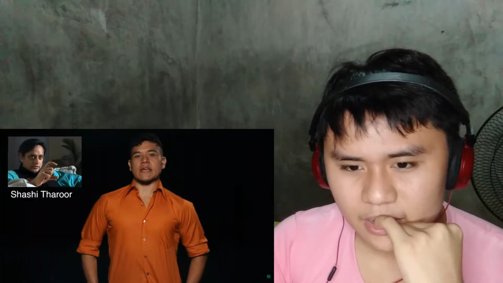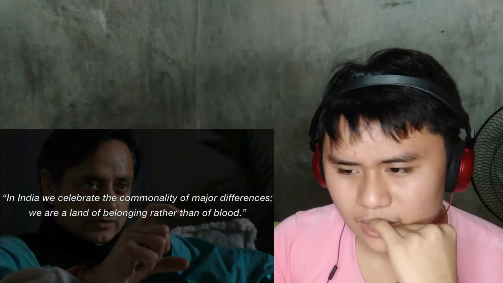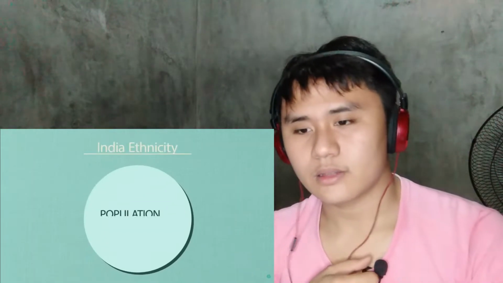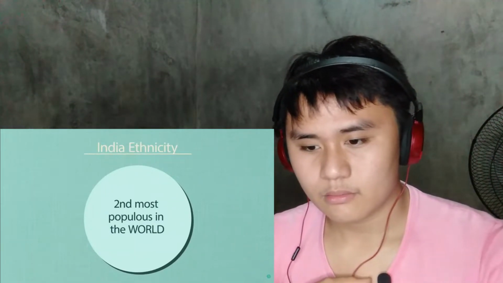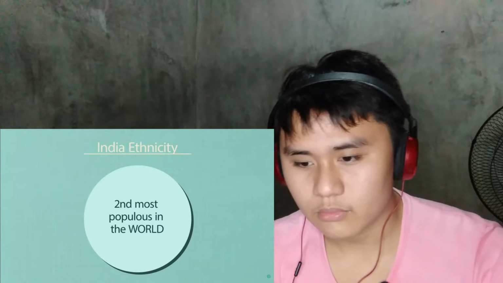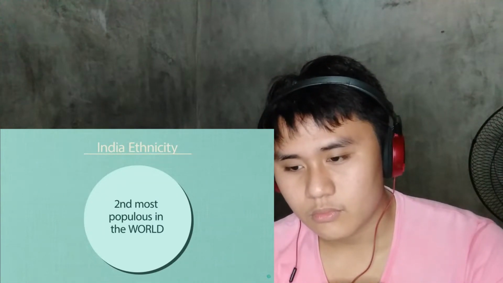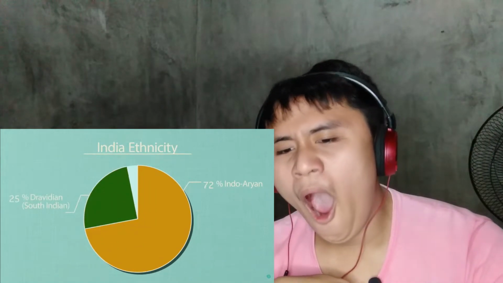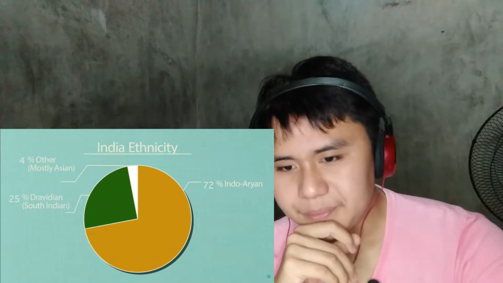Demographics. Shashi Tharoor once said, "In India, we celebrate the commonality of major differences. We are a land of belonging rather than blood." First of all, India has a population of about 1.3 billion people and is the second most populous country in the world after China, with about 18% of the world's population. About 72% of the country is Indo-Aryan and a quarter are Dravidian, and the majority of the remainder are Mongoloid, Asian, and other people groups.